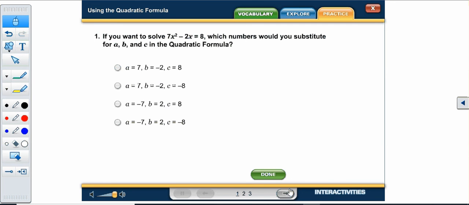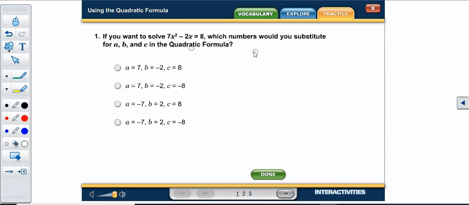If you want to solve 7x squared minus 2x equals 8, which numbers would you substitute for a, b, and c in the quadratic formula? And I think this quadratic formula is especially useful when you do have a coefficient on the x squared, which we didn't have up until this example. Now, hopefully my pens are working for me here.